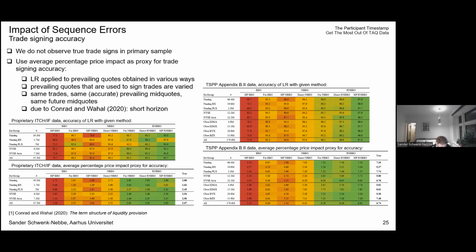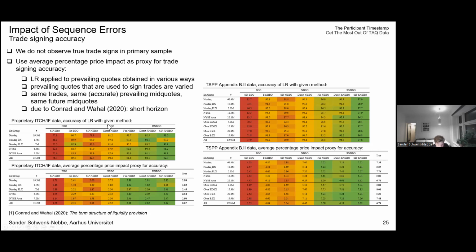And I cannot answer that without having true trade signs in my primary sample. But my primary sample is TAQ data, and we don't have true trade signs in TAQ data. So it's a bit complex, but we do have 2 secondary samples that contain true trade signs. And that would be the proprietary data and the TSPP Appendix B2 data. Both of those contain true trade signs.